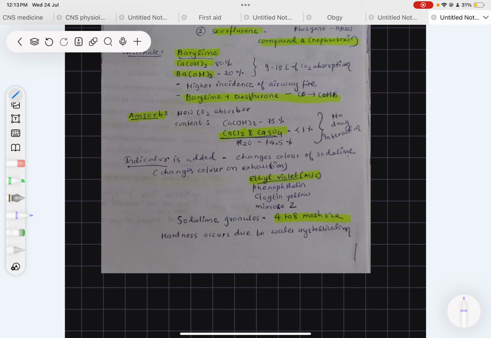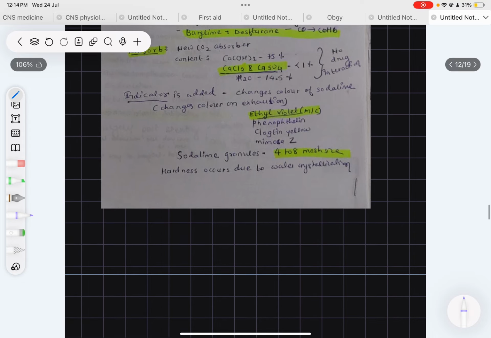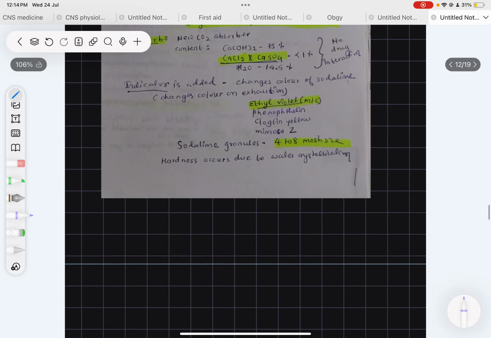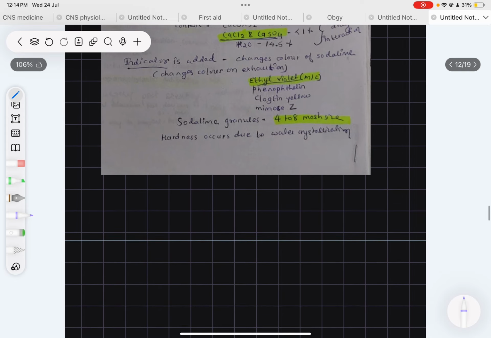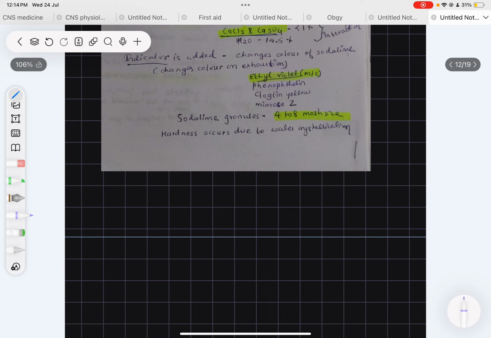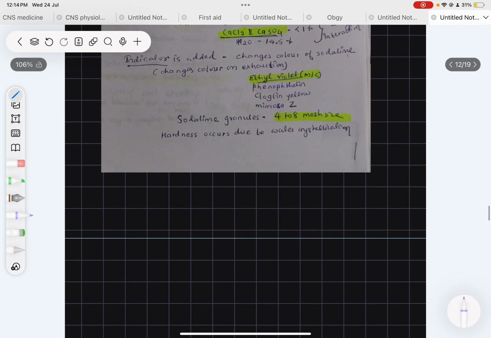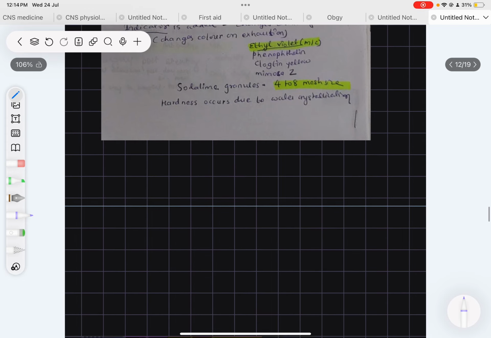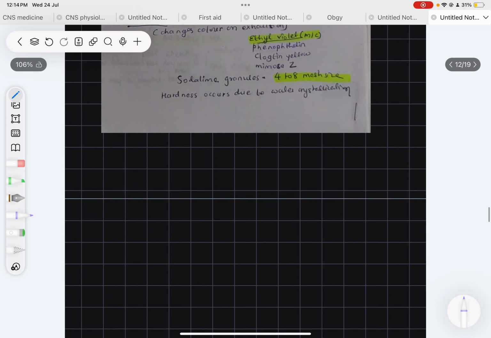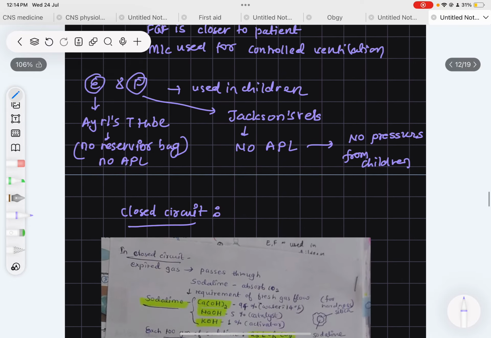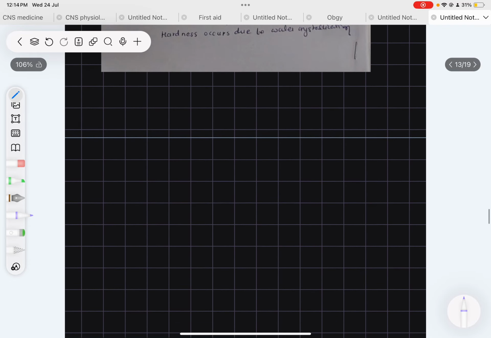And Amsorb is a new CO2 absorber. Its content will be calcium hydroxide 75% plus calcium chloride and calcium sulfate less than 1%, and no drug interaction will be seen in Amsorb. An indicator is added, so the soda lime changes color on exhaustion. The indicator most commonly used is ethyl violet, others are phenolphthalein, mimosa Z, and clayton yellow. Soda lime granules are 4 to 8 mesh size, and hardness occurs due to water crystallization.